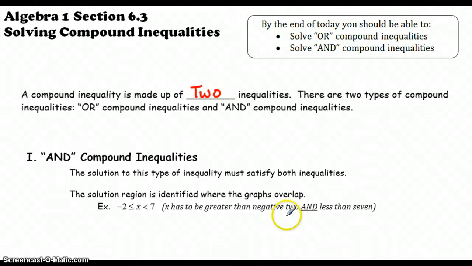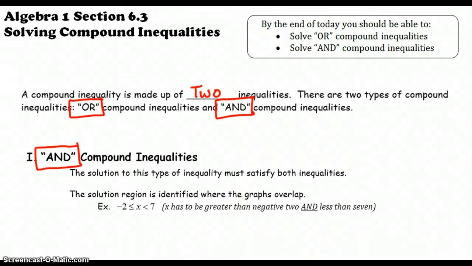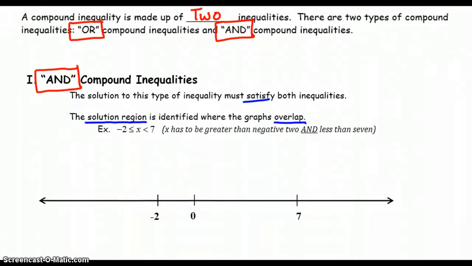There are two types of compound inequalities, "or" compound inequalities and "and" compound inequalities. The first type we will talk about is "and" compound inequalities. The solution to this type of inequality must satisfy both inequalities. Because it must satisfy both inequalities, the solution region is where the graphs overlap. So let's go ahead and take a look at this first example.